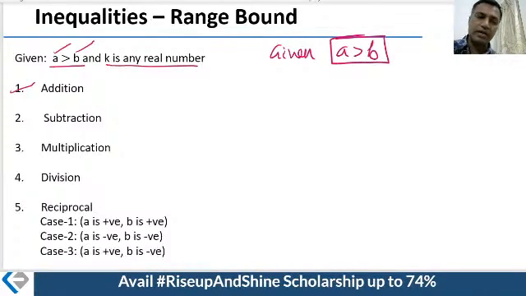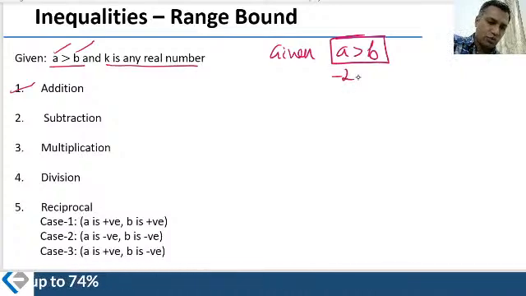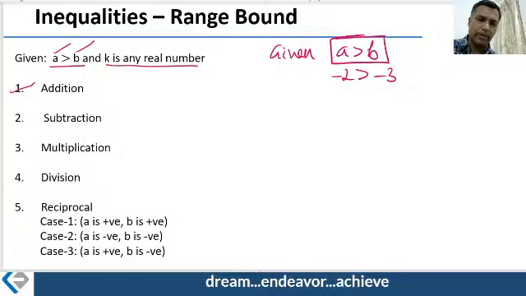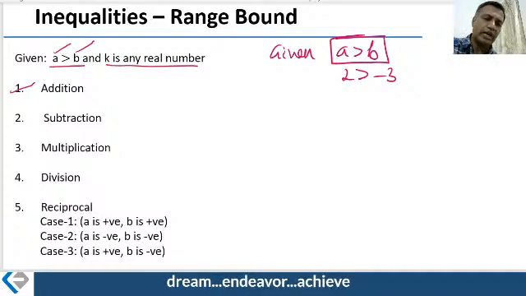Now the point is A and B are real. Are they positive? No idea. Are they negative? No idea. So all I know is A is greater than B, because this can happen even like this: -2 greater than -3. Perfect, I agree with you, that's fine. Or 2 greater than 3 in that sense, that's also fine because A is greater than B and both are real.